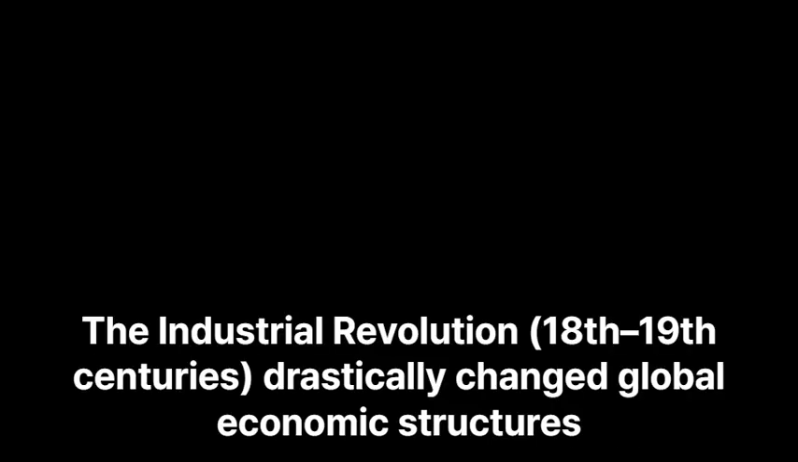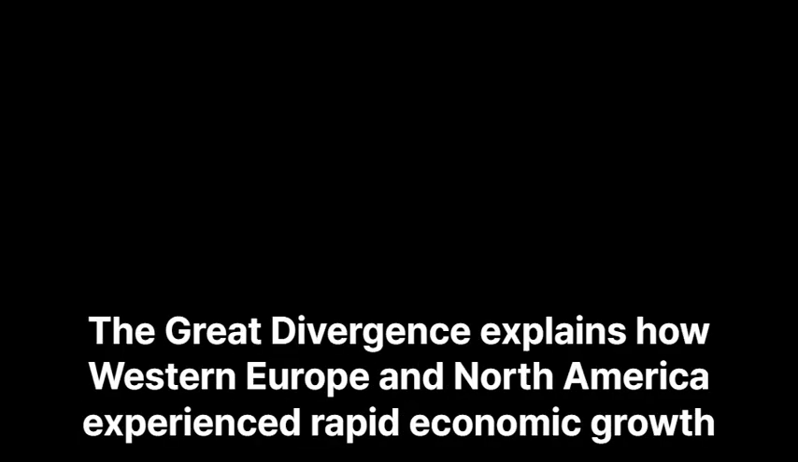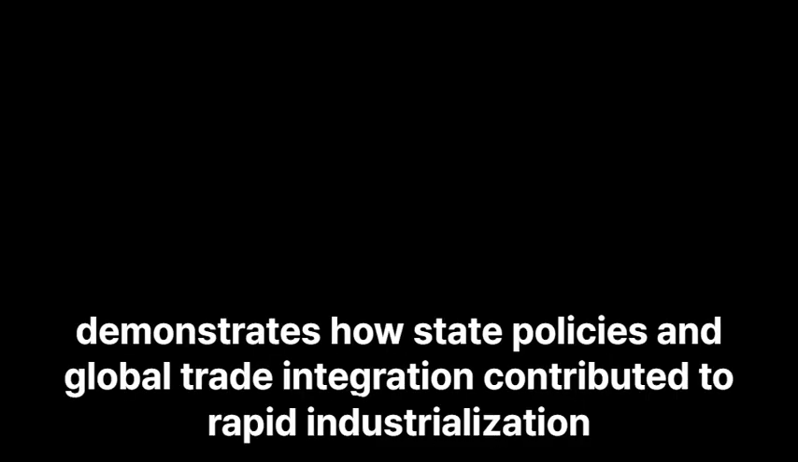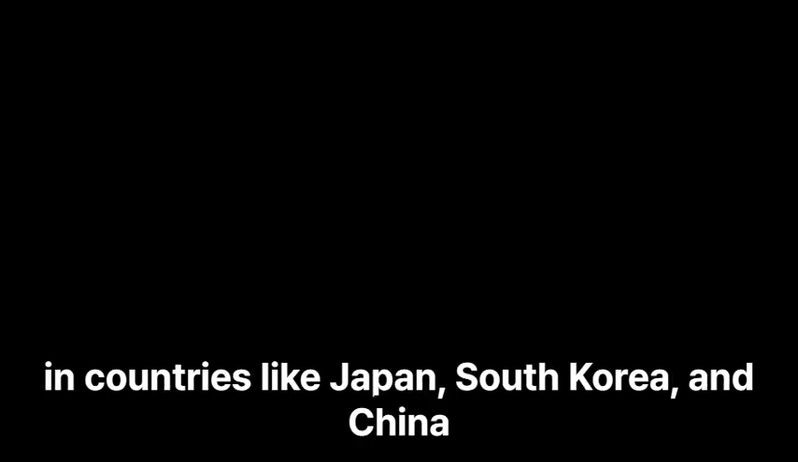For instance, the Industrial Revolution, 18th–19th centuries, drastically changed global economic structures. By shifting from agrarian economies to industrial production, the Great Divergence explains how Western Europe and North America experienced rapid economic growth, while other regions lagged behind. The Asian economic miracle of the late 20th century demonstrates how state policies and global trade integration contributed to rapid industrialization in countries like Japan, South Korea, and China.